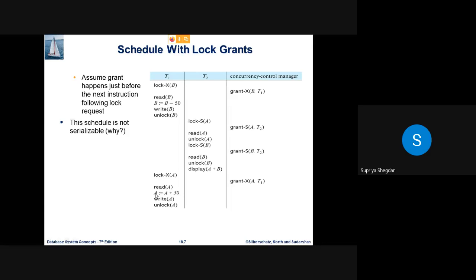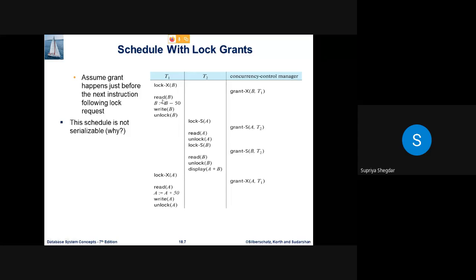Okay, so if the concurrent execution of the transactions is there, then both the transactions will give us an inconsistent state. Okay, means what? Here the first request is lock X on B, which means transaction T1 has acquired the exclusive mode lock on B.